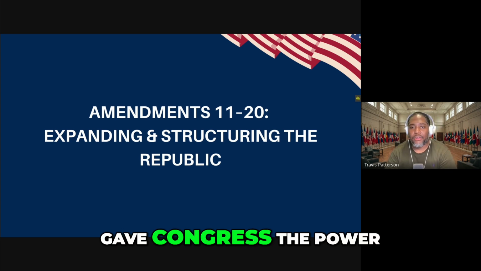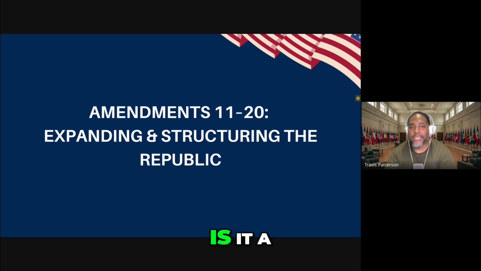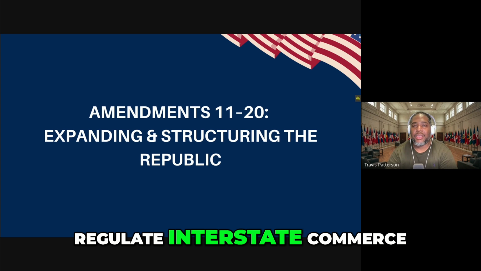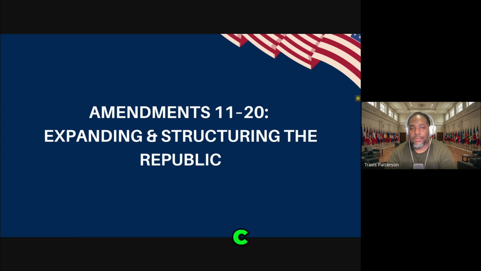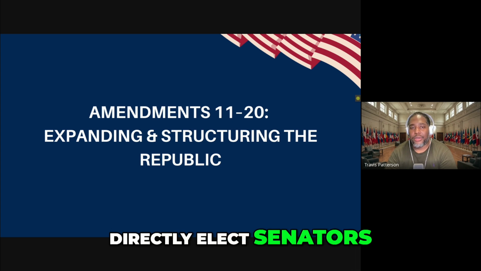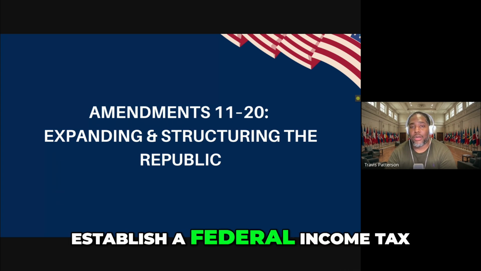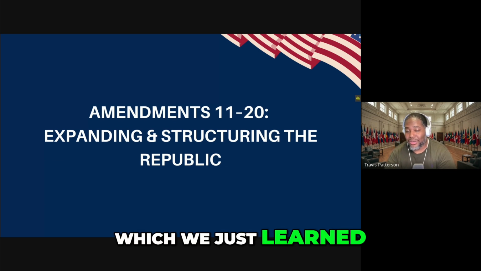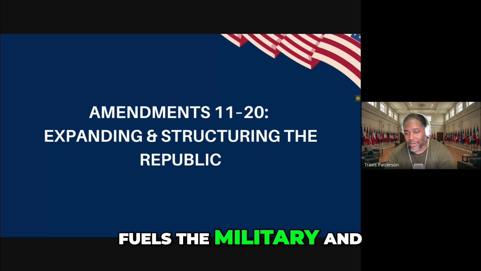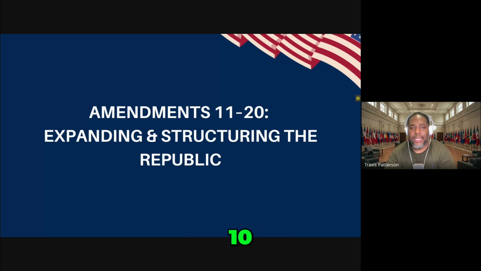The 19th Amendment gave Congress the power to do what? Is it A, interstate commerce, B, establish a federal income tax, C, abolish slavery, D, something else? It is B, establish a federal income tax.